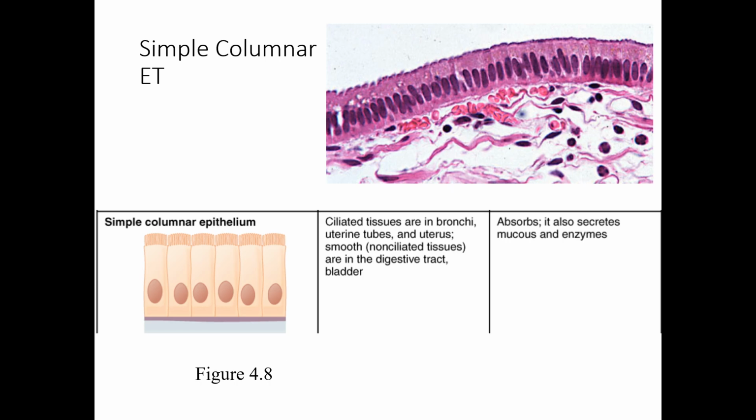Next one, simple columnar epithelial tissue. One layer of tall cells with tall nuclei sitting on the basal membrane. Here is free edge, here is another different type of tissue. So this layer only. It can be found in bronchi, in uterine tubes and uterus, and in some places of the digestive tract. Its function is absorption and secretion. It can produce mucus.